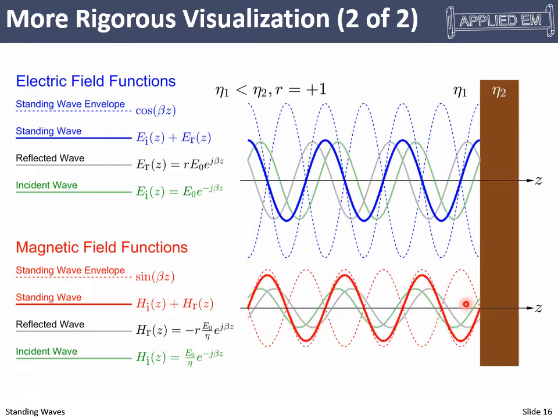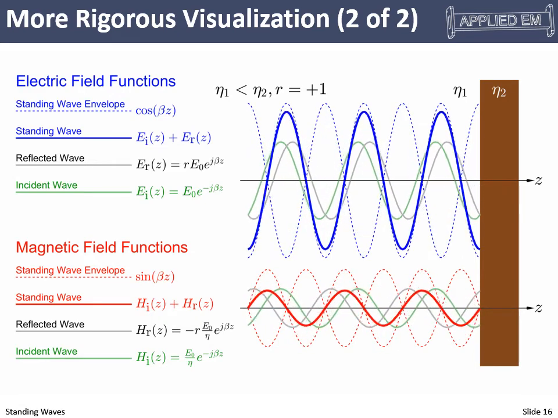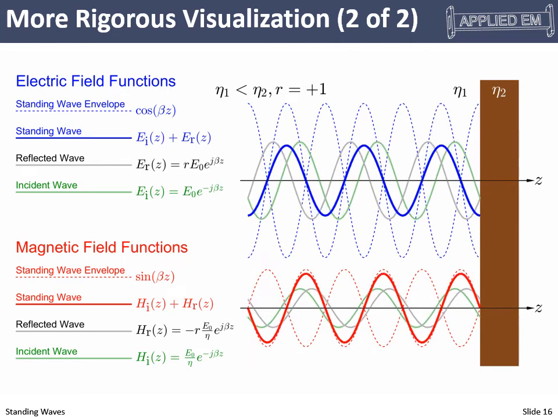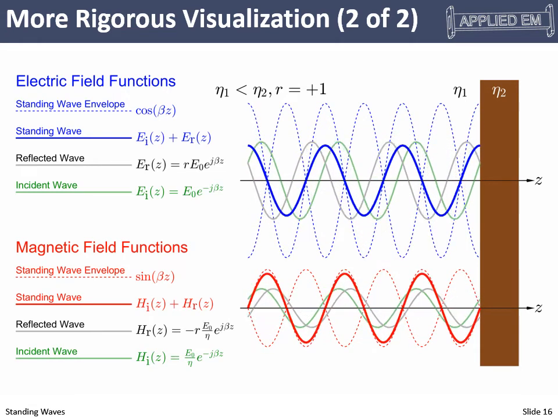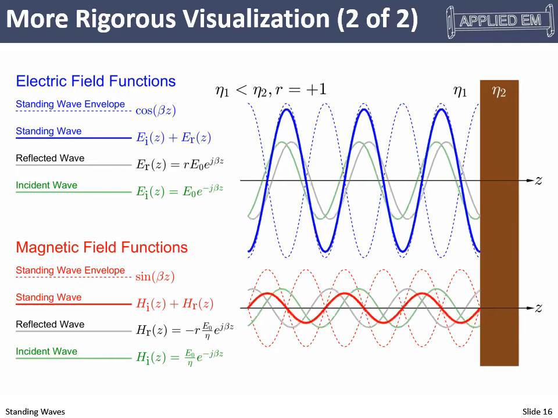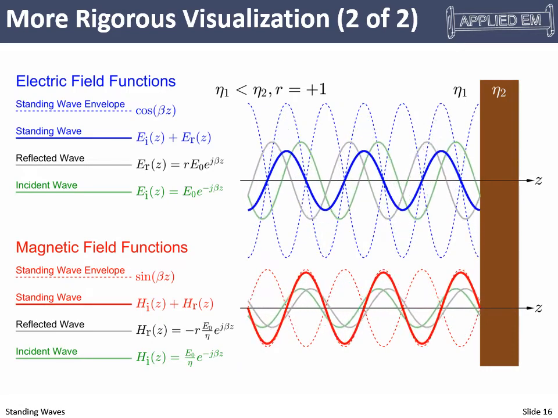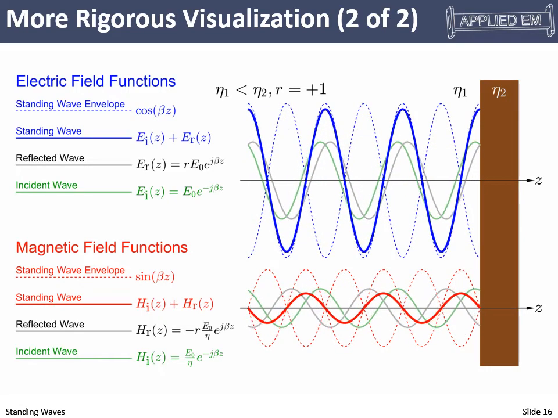But we keep backing up every quarter wavelength. Nodes become antinodes, then nodes again, then antinodes. And the electric and magnetic fields are still shifted from each other by a quarter wavelength. And every half wavelength, the standing wave pattern repeats.